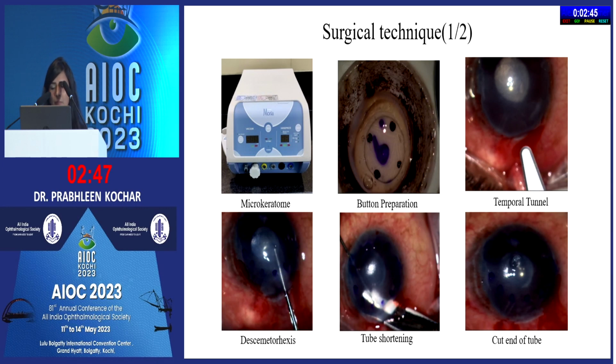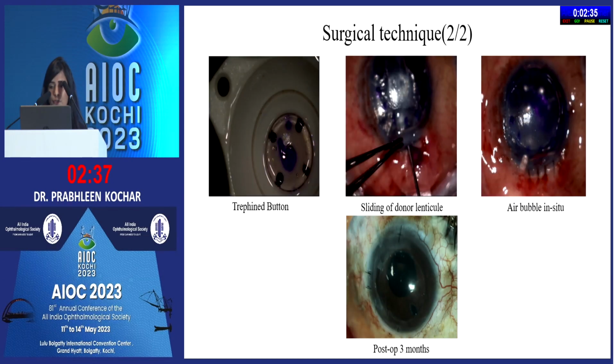A temporal 5 mm clear corneal tunnel was made. Descemetorhexis was done using a reverse Sinskey hook. Tube shortening wherever required was done. The trephined button was inserted into the anterior chamber by glide-assisted sliding of the lenticule. Air bubble was injected and the wound was closed using 10-0 nylon sutures. A 100% air bubble was injected at the end of the surgery to achieve an effective tamponade. This is the post-op 3-month follow-up of one of our cases.